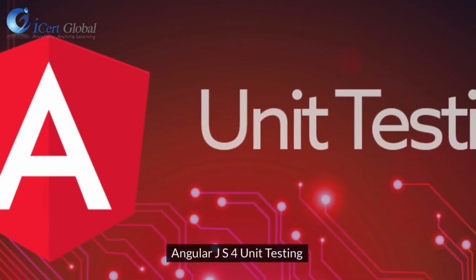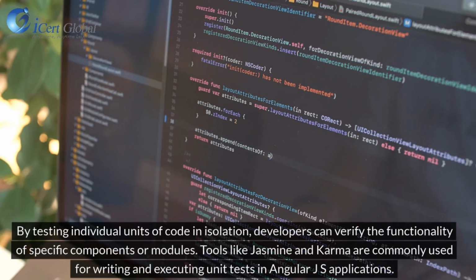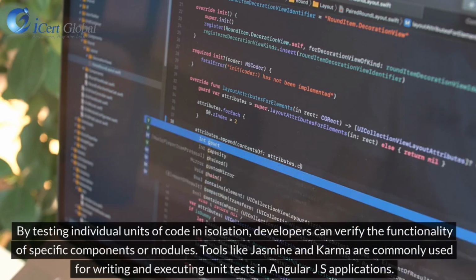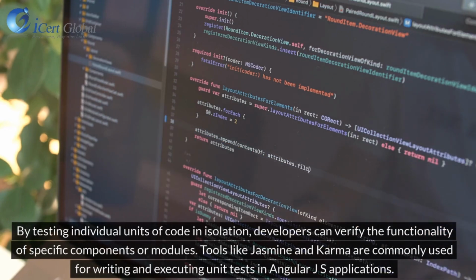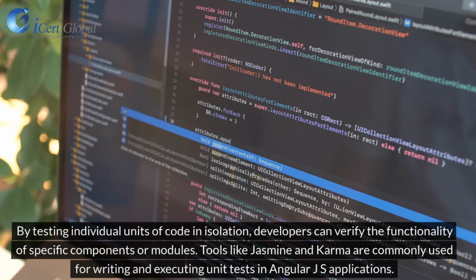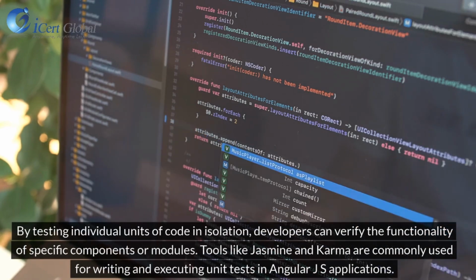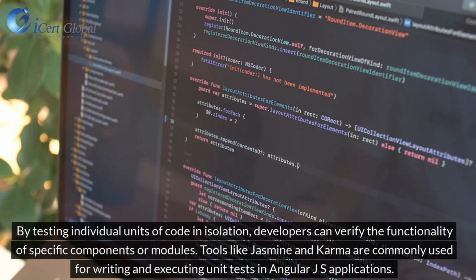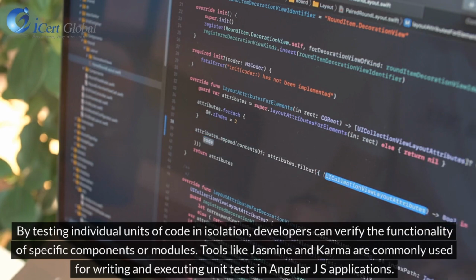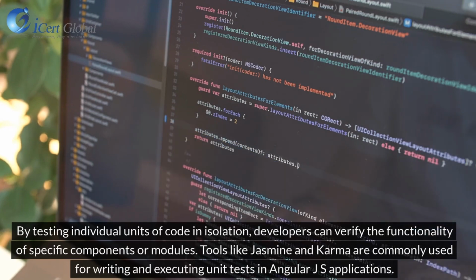AngularJS 4 unit testing. By testing individual units of code in isolation, developers can verify the functionality of specific components or modules. Tools like Jasmine and Karma are commonly used for writing and executing unit tests in AngularJS applications.